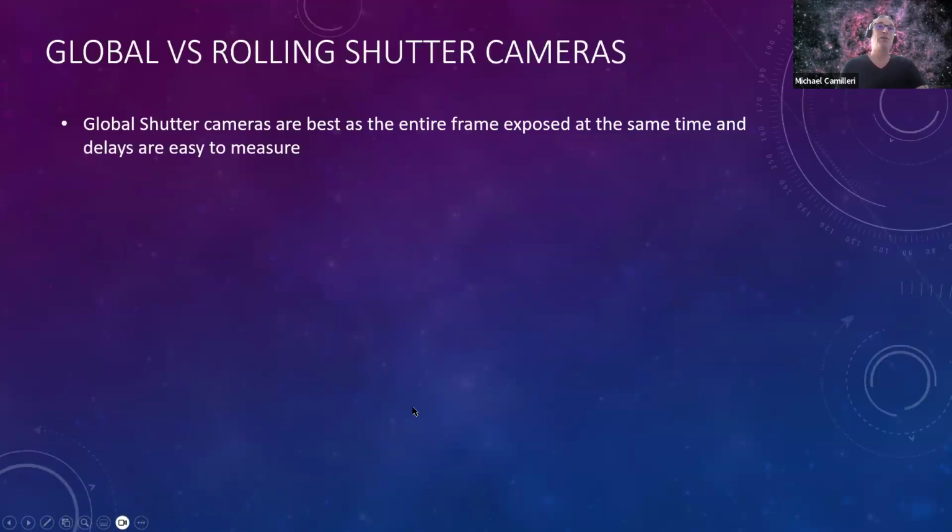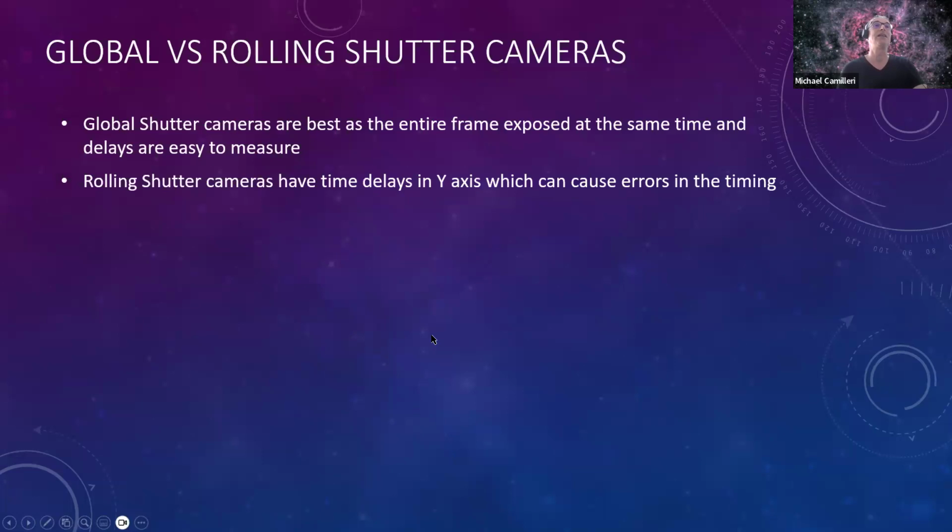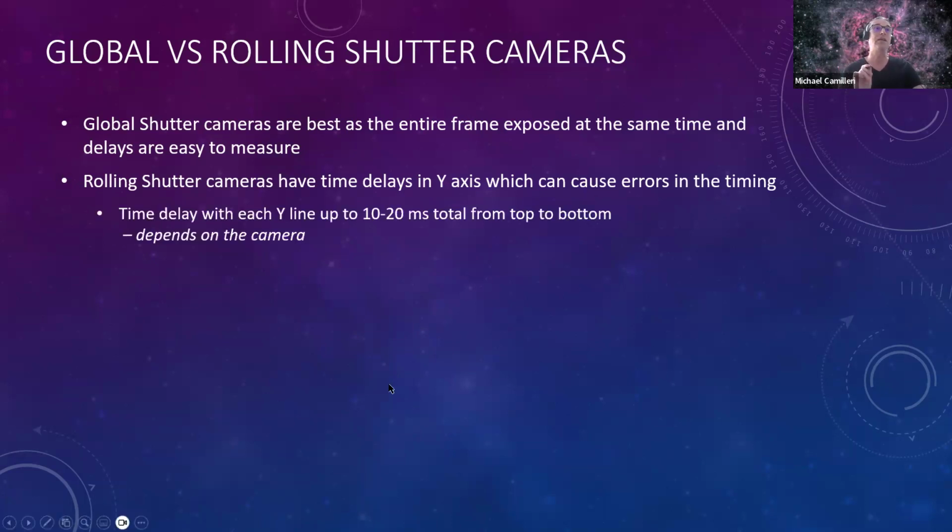Big question, global versus rolling shutter. Global shutter cameras are better because they don't have these line delays. The rolling shutter are much more common and much cheaper. The rolling shutter camera reads line by line. There are delays between every single line as it reads out, and that can range up to about 10 to 20 milliseconds from top to bottom of the frame, and that's entirely dependent on the camera and your region of interest.